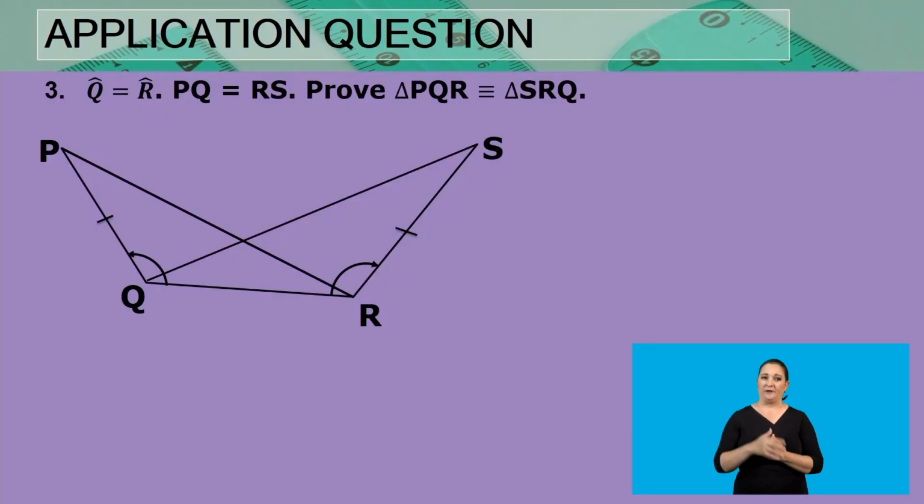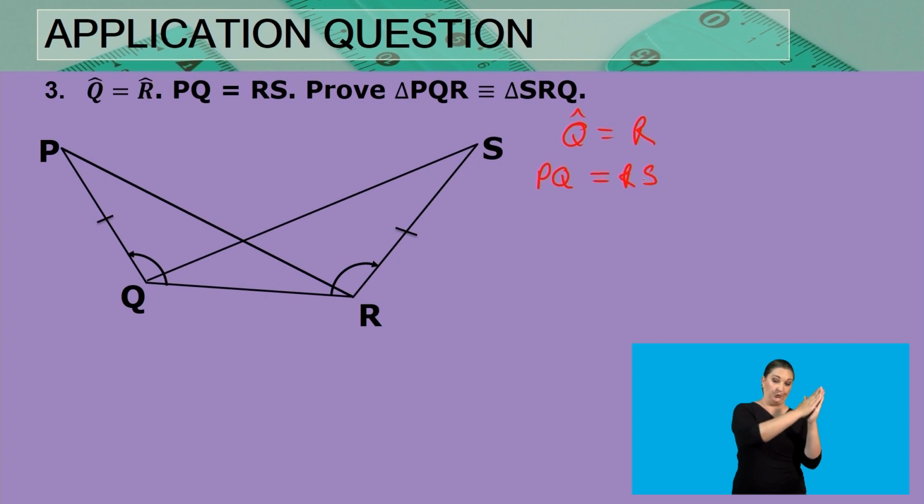So number 3 there says angle Q is equal to angle R, and PQ is equal to RS, as we can see that it is shown on the diagram. Now prove that triangle PQR is congruent to triangle SRQ. So from the given information, we are told that angle Q is equal to angle R. Then PQ is equal to RS.